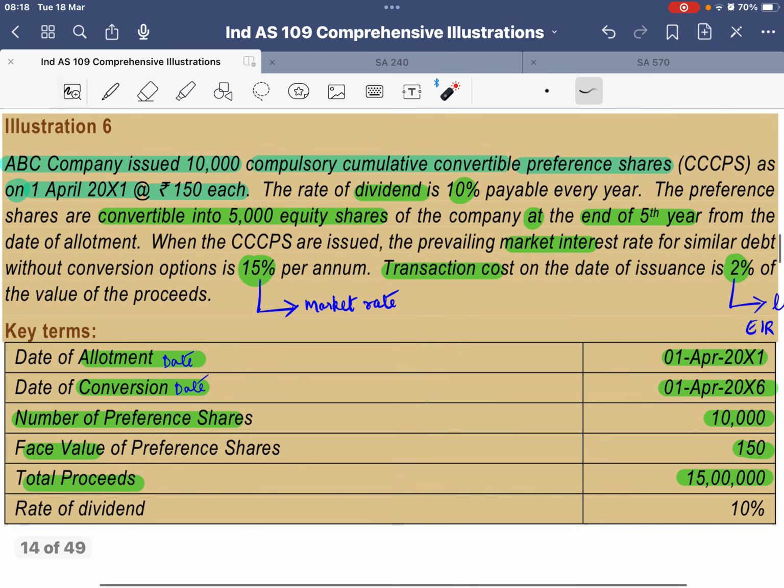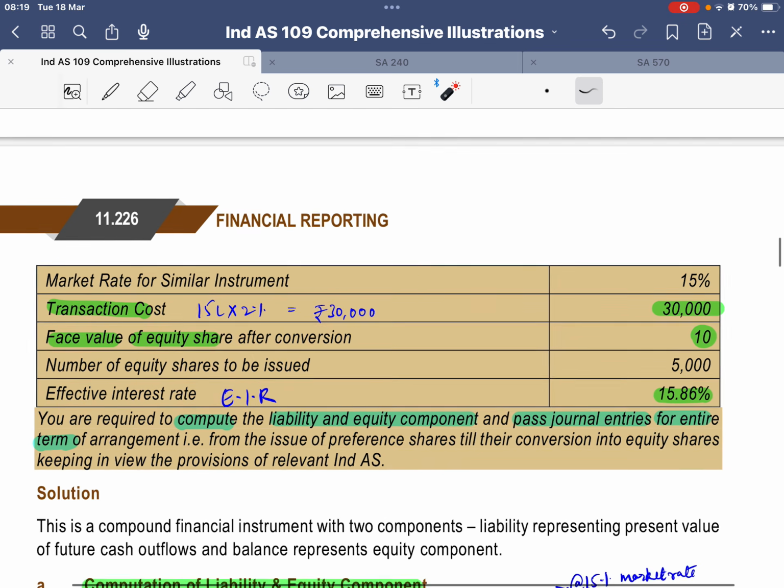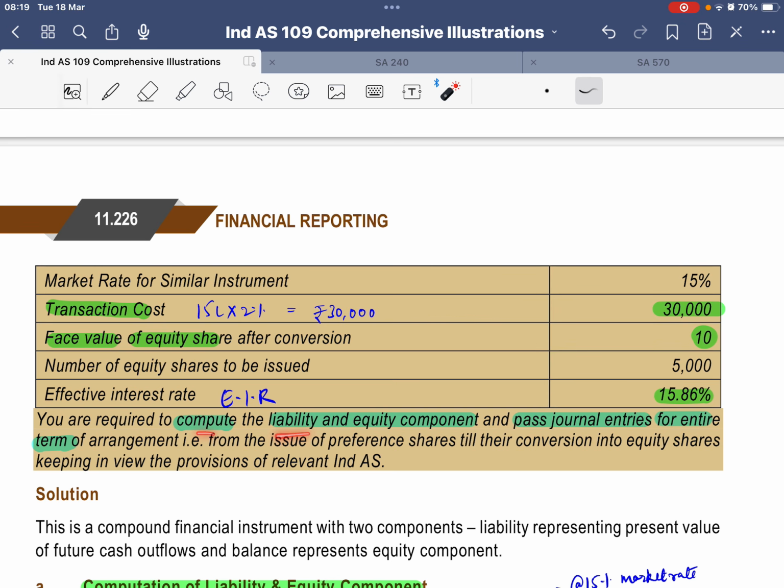Allotment date 1st April 20x1. Conversion date 1st April 20x6. Number of preference shares 10,000. Face value 150. Total proceeds 15 lakhs. Transaction cost 15 lakhs into 2% is 30,000. Face value of equity share is rupees 10. Effective interest rate EIR is 15.86% given in question. Compute liability and equity component and pass journal entries for entire term.